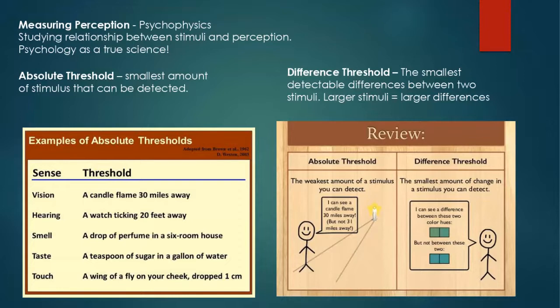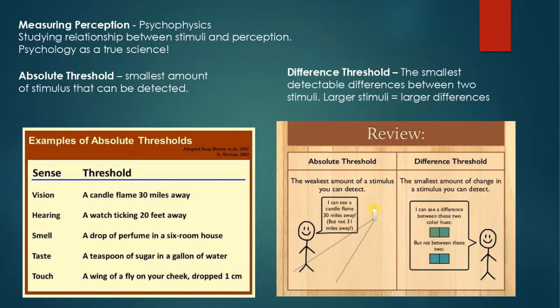And within that, there's a couple of points to note. One of the concepts is called absolute threshold, which is the smallest amount of a stimulus that can be detected. There are some nice examples there for you. So for vision, your threshold is basically a candle flame 30 miles away, or a watch ticking 20 feet away, a drop of perfume in a 6-room house, a teaspoon of sugar diluted into a gallon of water, a wing of a fly on your cheek.